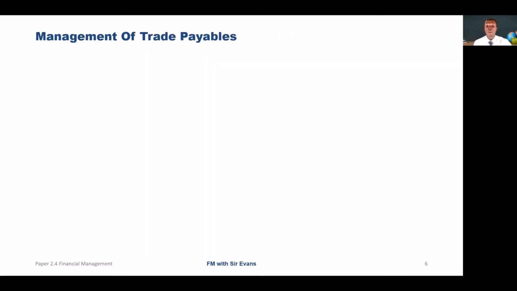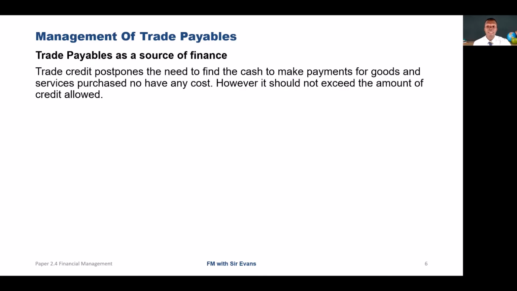Okay, so we'll now be looking at the management of trade payables. So trade credit allows the buyer to hold or make use of goods obtained from the suppliers without yet having to pay for them. It therefore postpones the need to find the cash to make payment for goods and services purchased. Unlike other sources of finance, including a bank overdraft or a bank loan, trade credit does not have any cost. A company should therefore take advantage of the trade credit it is offered and negotiate the best credit terms that it can get, because it's a free source of finance for working capital.